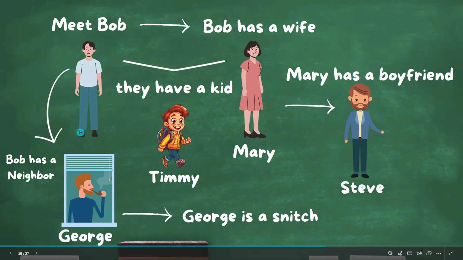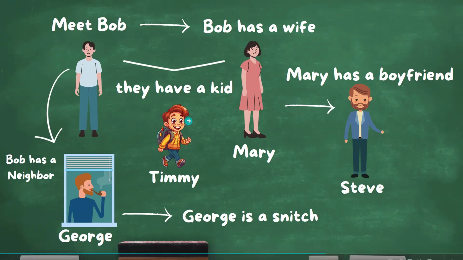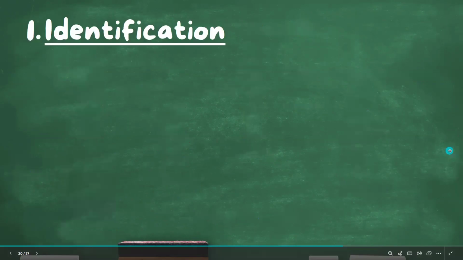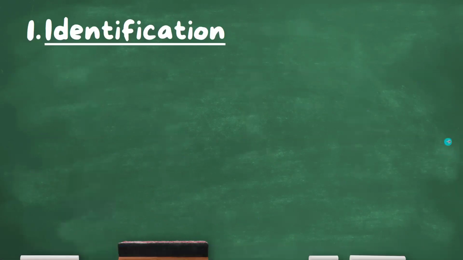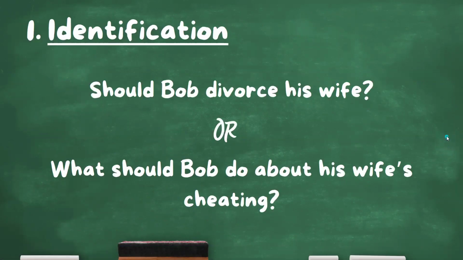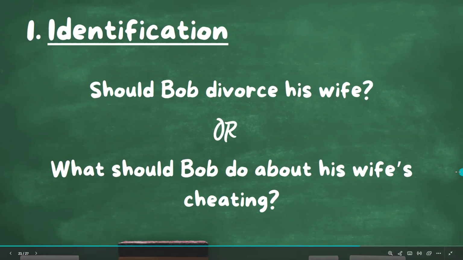George one day goes to Bob and says, hey, man, I think your wife is having an affair. Every day when you and Timmy leave, some guy comes over and he's gone before you get back. Obviously, Bob is a little upset, but he confronts his wife and asks if she's having an affair, and she is. So now Bob has this information and needs to know what he should do. I put myself in Bob's shoes and think, what is the problem I need to identify? Well, should Bob divorce his wife, or what should Bob do about his wife's cheating?